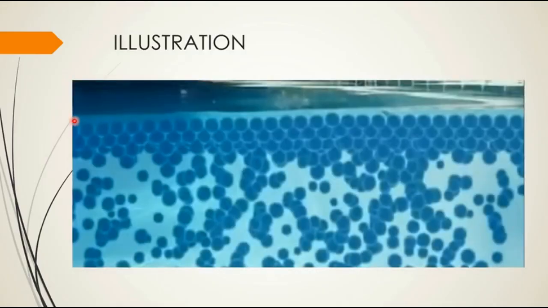Another definition of surface tension is the property of a fluid which makes its free surface behave like a stretched elastic membrane. See the swimming pool, the free surface of water and the molecule arrangement. At the top surface, all the molecules are side by side and closely packed, and below them you can observe all are random. From this, the molecules sitting at the top will be strongly attracted by the molecules below the surface of the liquid. It will appear like a stretched elastic membrane.